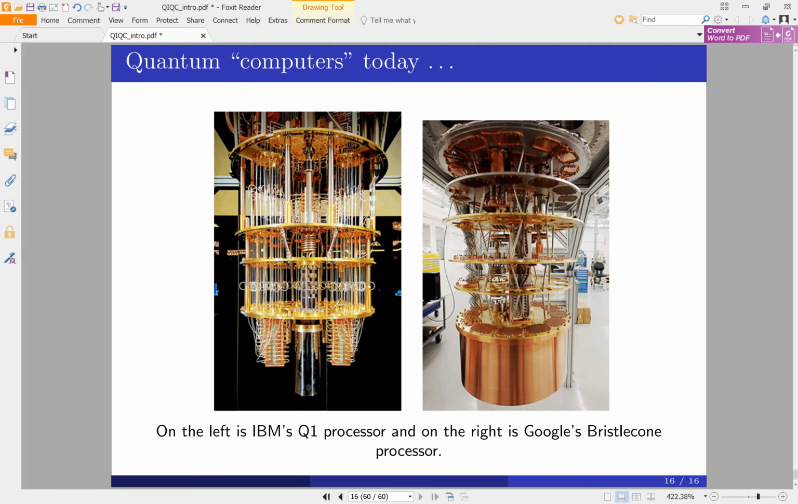What about quantum computers today? Well, this is what today's quantum devices look like. The one on the left is the IBM Q1 processor, which has about 50 qubits. The one on the right is Google's processor, which has about 72 qubits. Well, where is the processor really? So Google's chip, the so-called Bristlecone chip, is sitting out here, right?